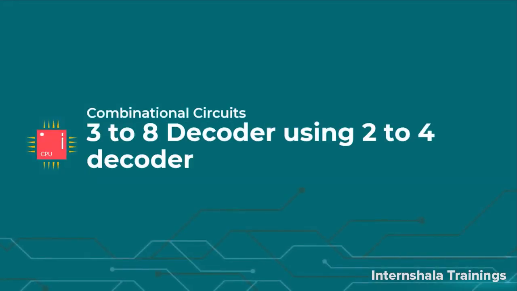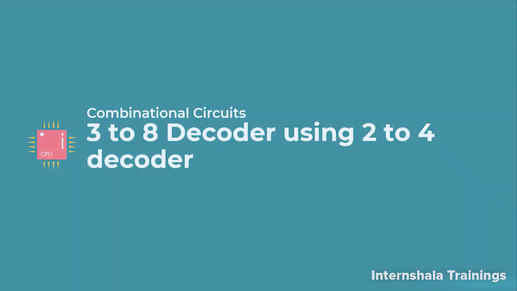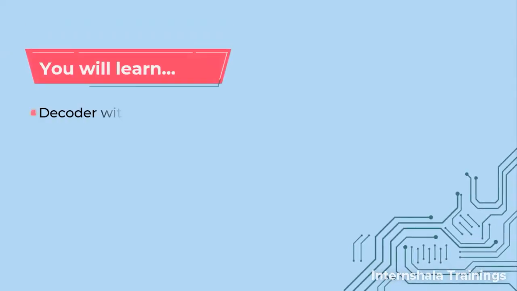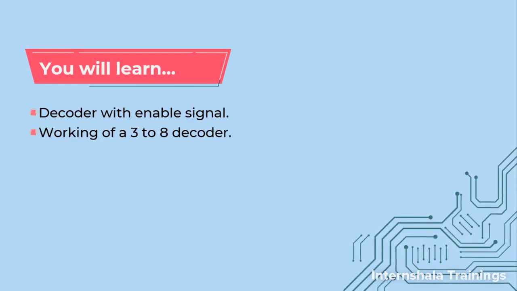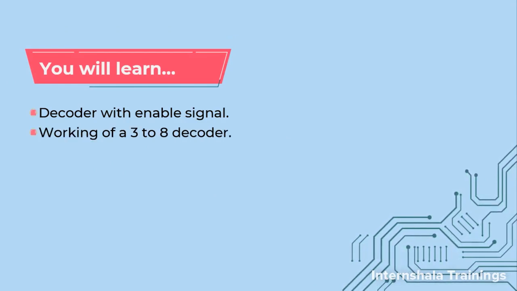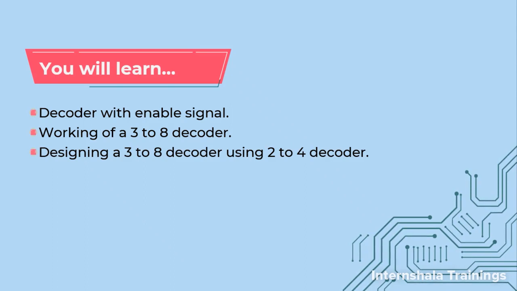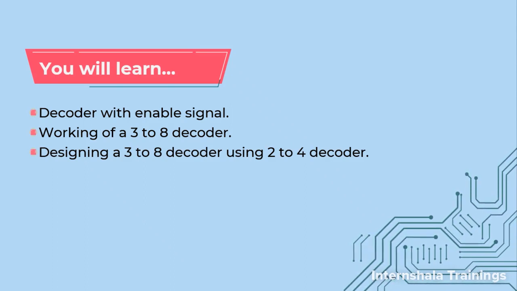So now we are going to design a 3 to 8 decoder using the 2 to 4 decoders. So in this video we are going to talk about how we can design a decoder with enable signal. We'll talk about the working principle of the 3 to 8 decoder and how to design it using 2 to 4 decoders. So let us get started.